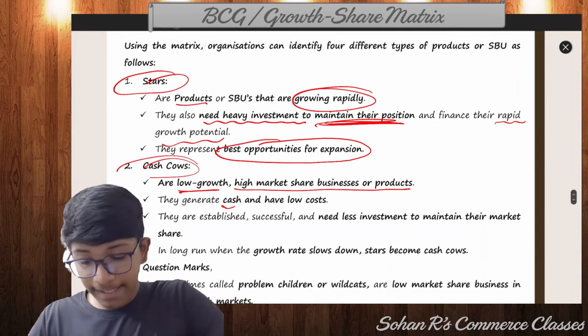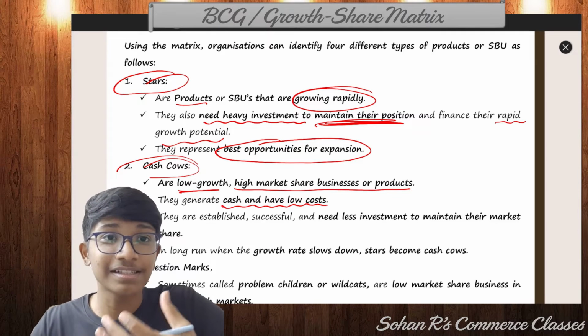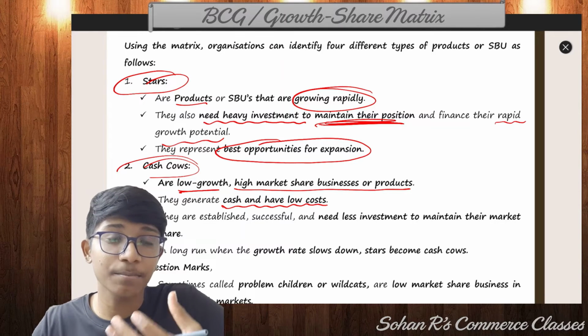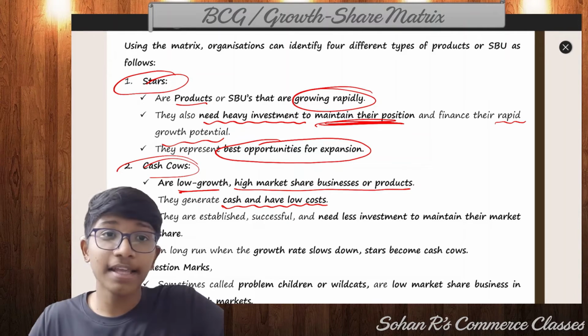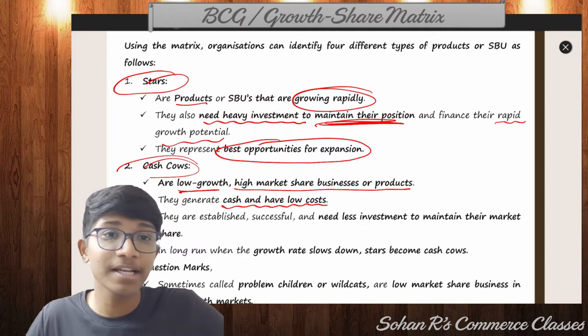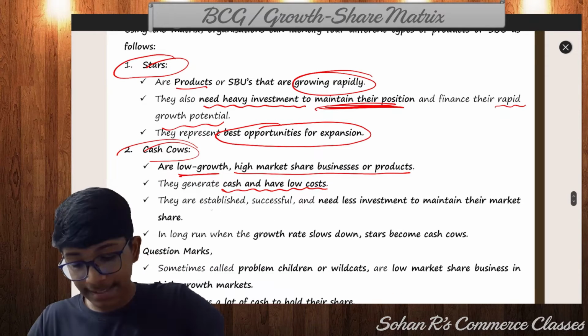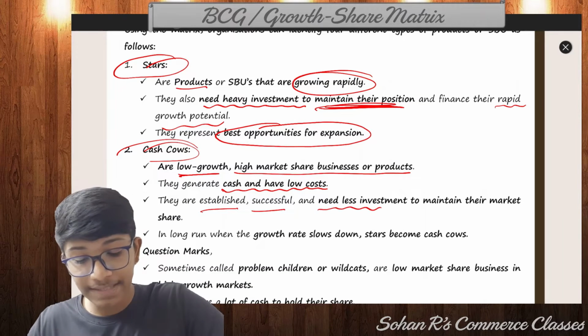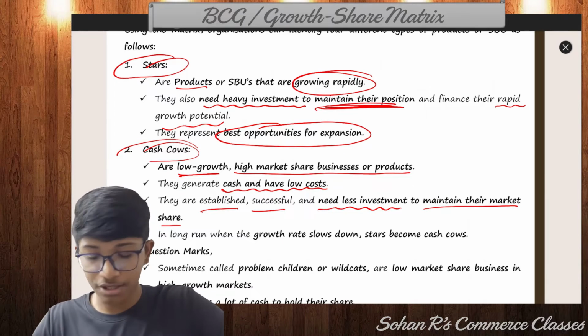Now, they generate cash and have low costs. These are the most cash generating products or SBUs for the business. And they also have very low cost because you don't need to promote them or anything. They already have a bigger market share. But they do not have a proper growth rate. They're established, successful, and need less investment to maintain their market share. Simple line you can understand on your own.